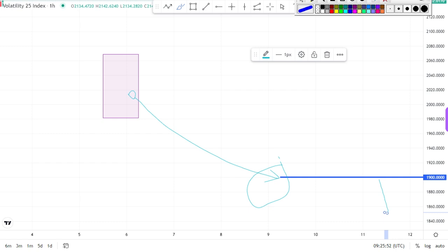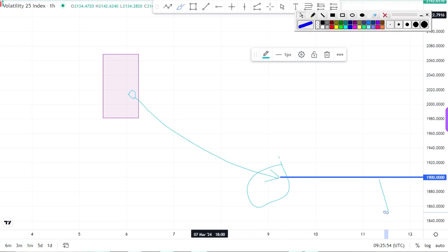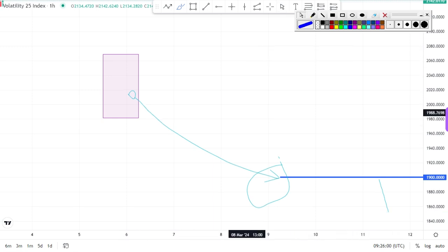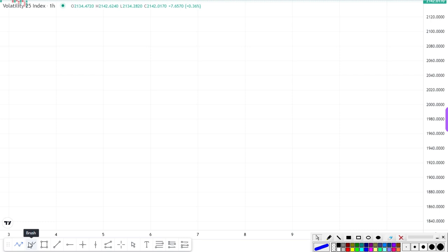So I will share with you a sketch of how we identify this liquidity in the chart. All right, guys, so we are going to be looking at different ways in which we can identify liquidity, or liquidity zones.